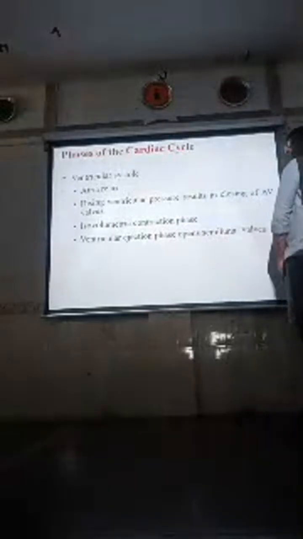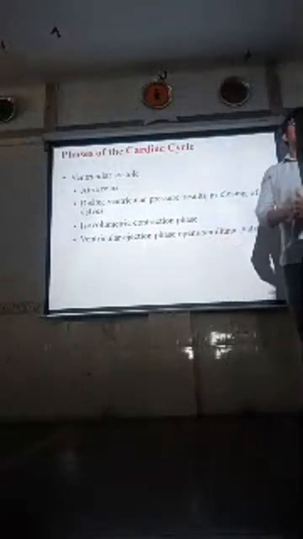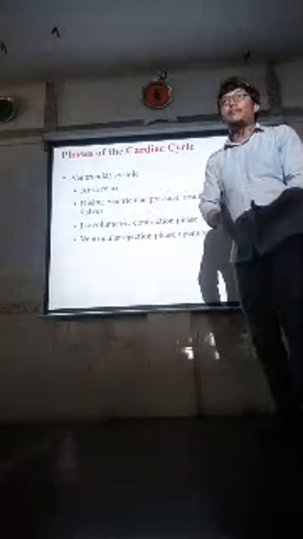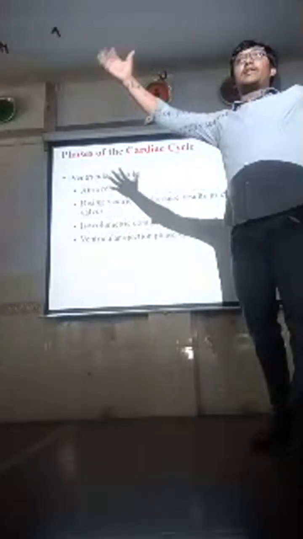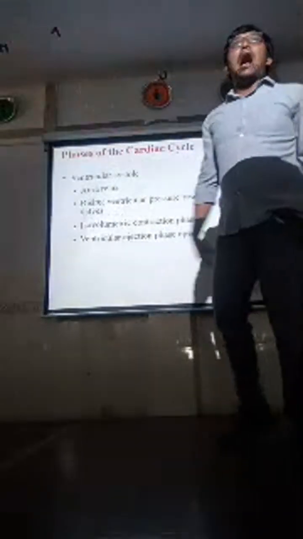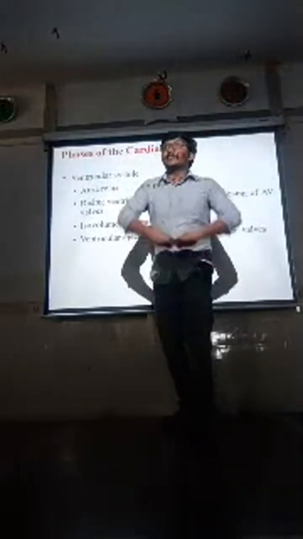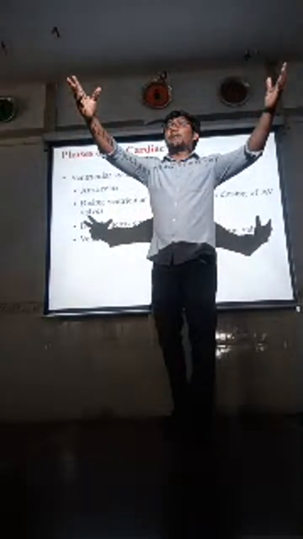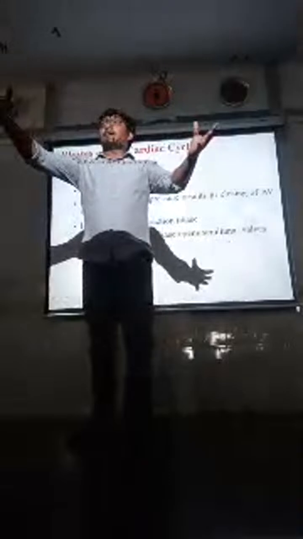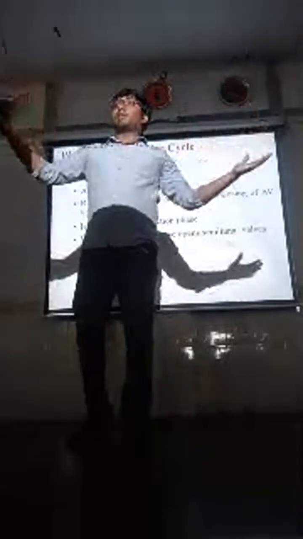That is what is here: isovolumetric contraction phase, then ventricular ejection phase, which opens the semilunar valves. What is ventricular ejection? When the ventricles contract, the blood is ejected out. From the right ventricle, blood is ejected into the pulmonary artery through the pulmonary semilunar valve. From the left ventricle, it goes through the aortic semilunar valve into the systemic aorta, the arch.